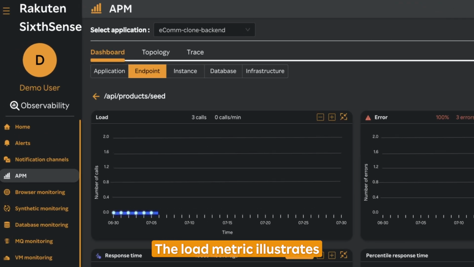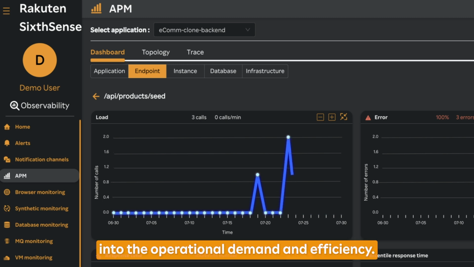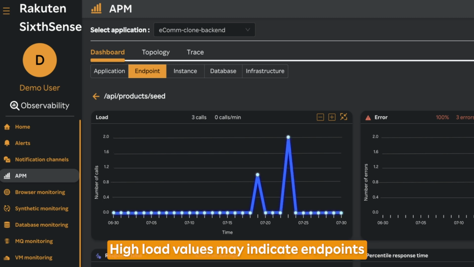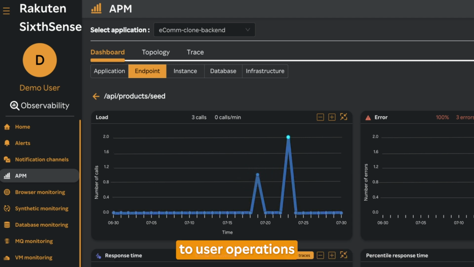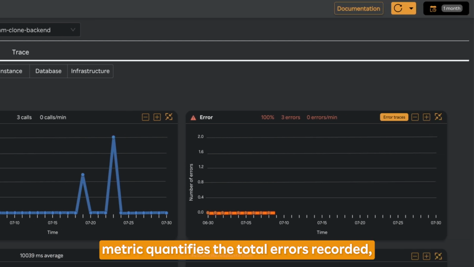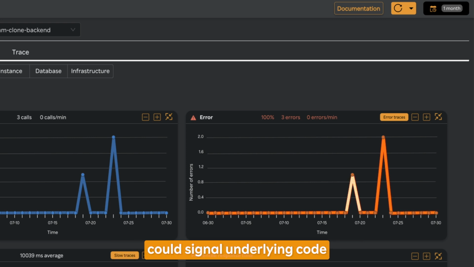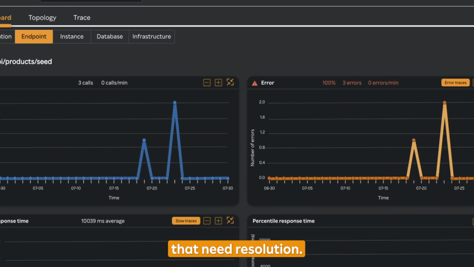The load metric illustrates the total number of requests handled by the endpoint, providing insights into the operational demand and efficiency. High load values may indicate endpoints that are critical to user operations or require scalability enhancements. The error metric quantifies the total errors recorded, offering a direct measure of reliability. Persistent errors in critical endpoints could signal underlying code issues or external dependencies that need resolution.